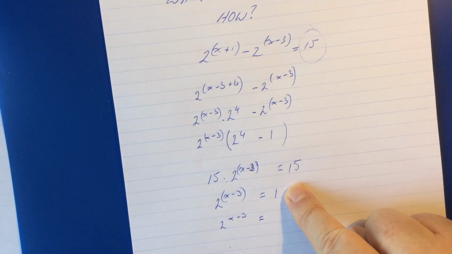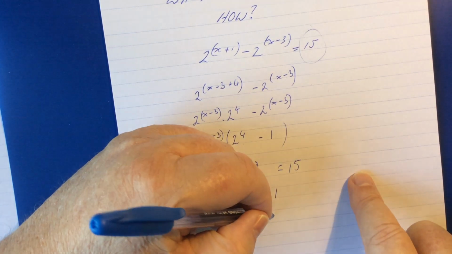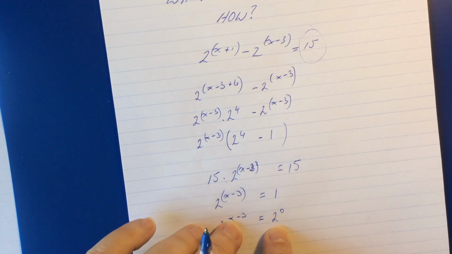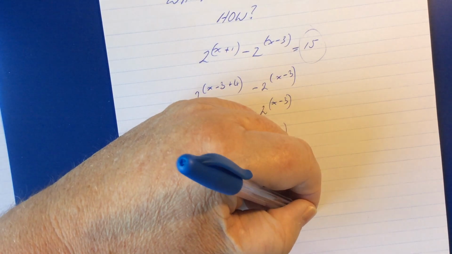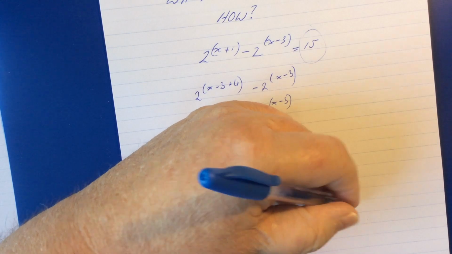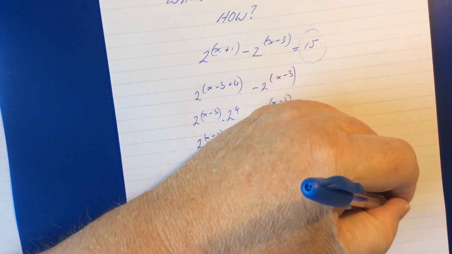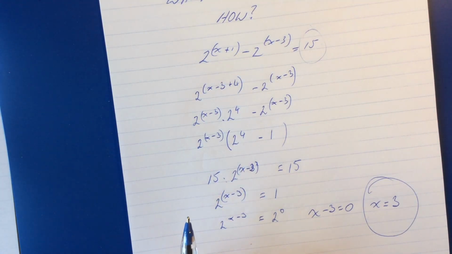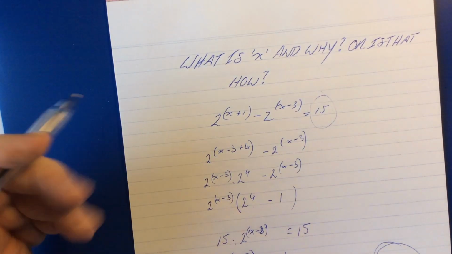Now, can we express that as a power of 2? The answer is yes, and this is what allows us to solve this using exponentials, because, again, if the bases are the same, all we have to do is solve this equation here. x minus 3 equals 0. x is equal to 3. That is our answer. This is how you go about getting it, using the exponential method. And it does take us back to where we were here.